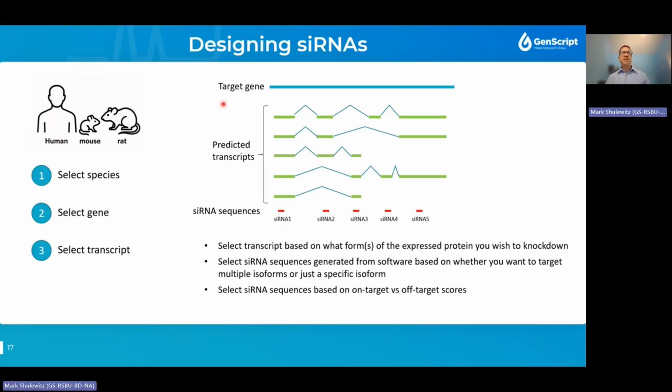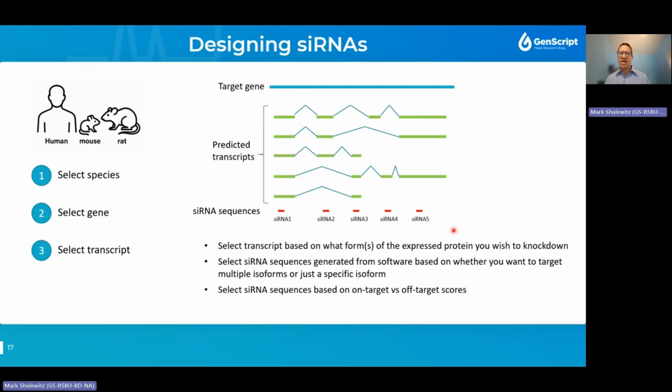So in many cases, clients just know that they want to knock down a particular gene or particular protein. In this case, we would recommend targeting the canonical or the predominant isoform, and that's represented here. So here's a typical gene, and there's 5 predicted transcripts. Let's assume that the top one is the canonical, the predominant form. So in most cases, we would recommend using this form as input for the software tools.